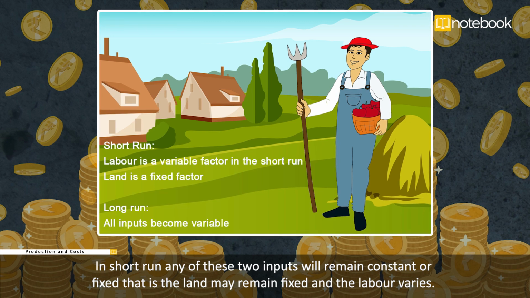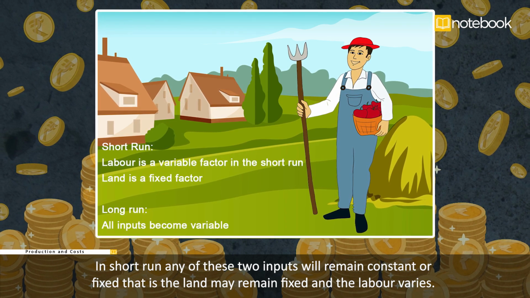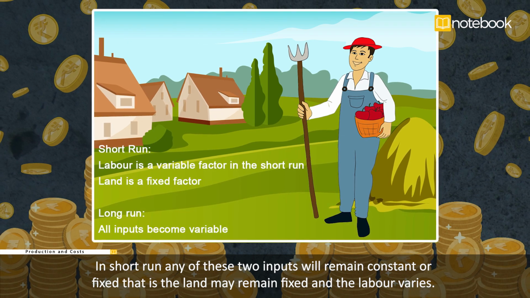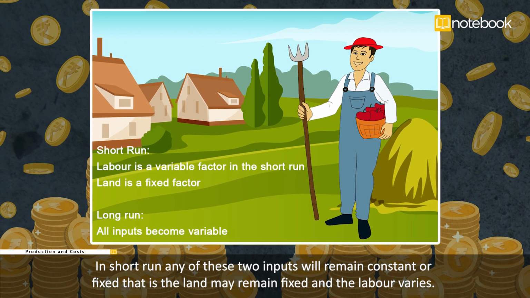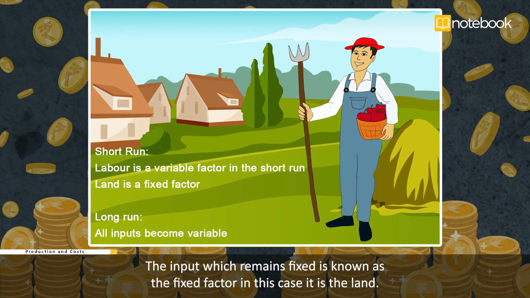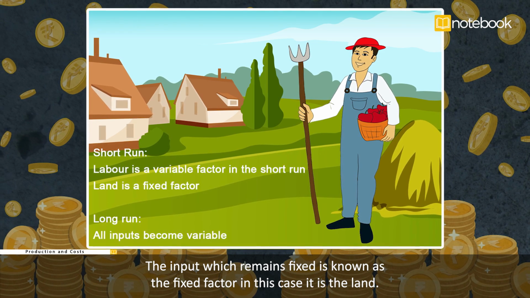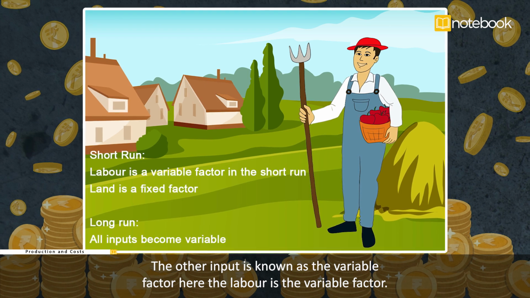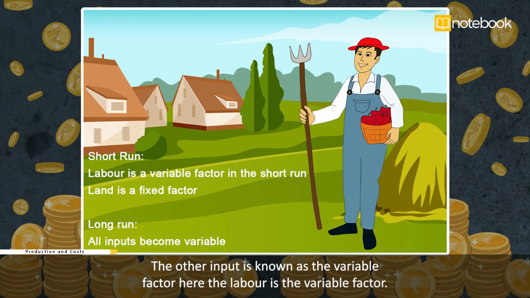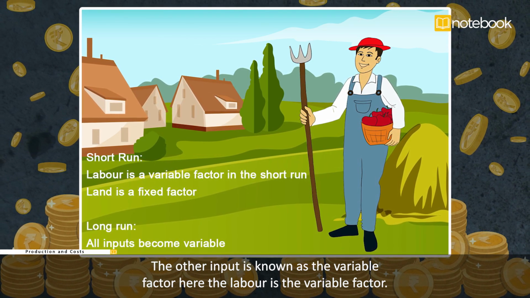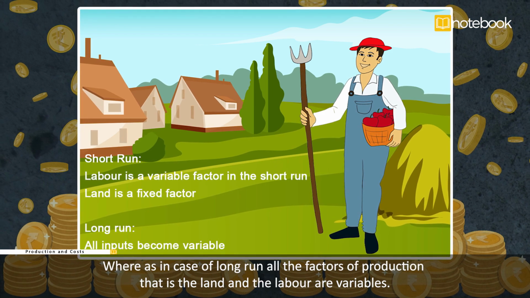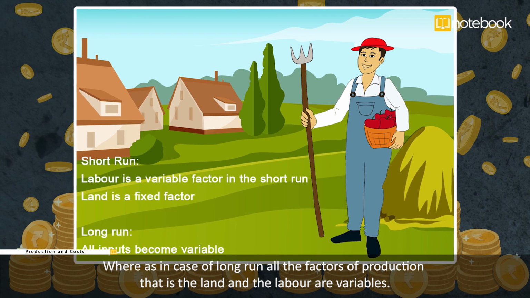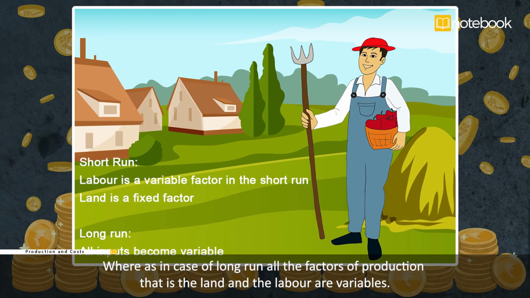In the short run, one of these two inputs will remain constant or fixed. That is, the land may remain fixed and the labor varies. The input which remains fixed is known as the fixed factor. In this case, it is the land. The other input is known as the variable factor. Here, the labor is the variable factor, whereas in case of the long run, all the factors of production, that is the land and the labor, are variables.